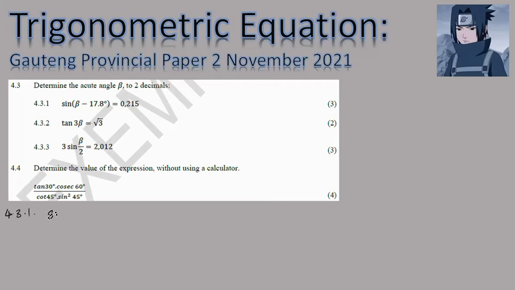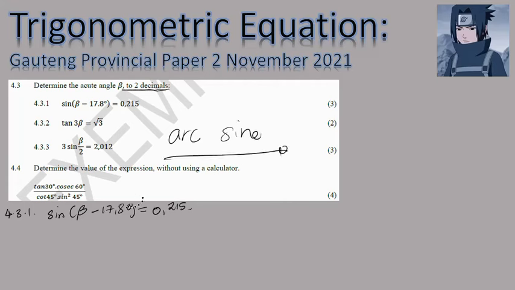For instance, the first question says, determine the acute angle B to two decimal places. Now, once they give you this statement that says to two decimal places, they are begging you to use your calculator, which means do not solve these things without a calculator. You need a calculator for these things, right? So now this is equal to 0,215 as they say. Now what you need is an arc sine. An arc sine is you taking sine to the other side.